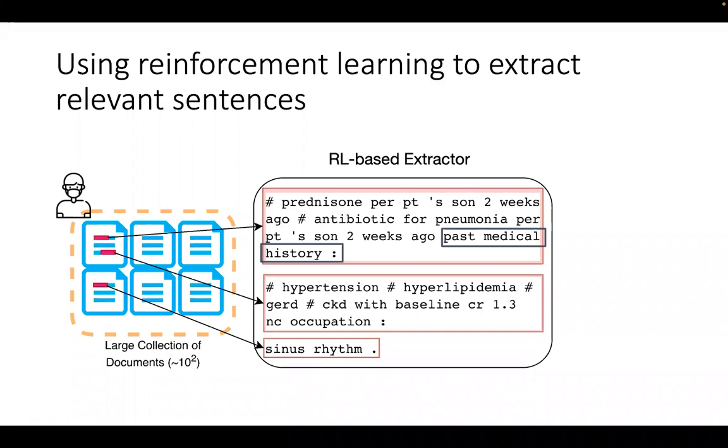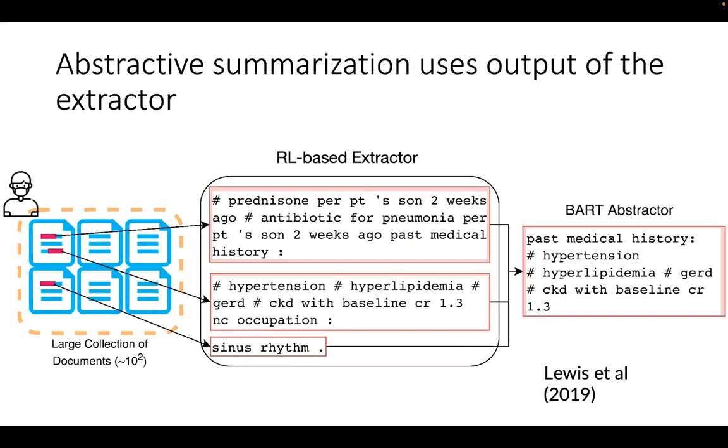Now, as I pointed out, you will see that past medical history here is extracted towards the end. Now, the job of the abstractor is to take all of this and write it in a coherent manner that looks like a past medical history. So BART is a model which will try to get this extraction output and write something like this. So you can see that past medical history is gone as the first sentence. You have hypertension, hyperlipidemia, and then you have some baseline measurements of a lab result.